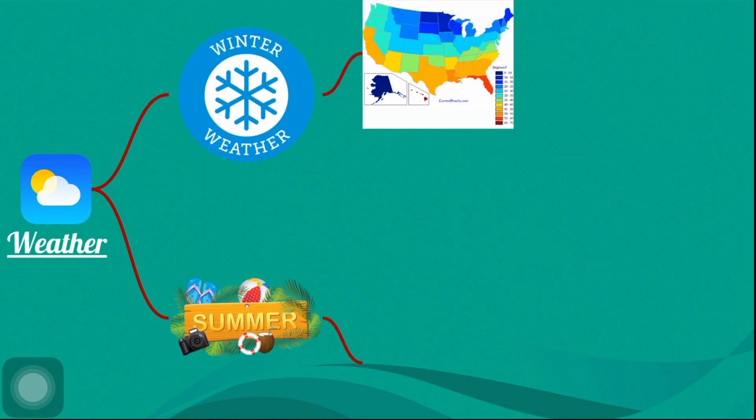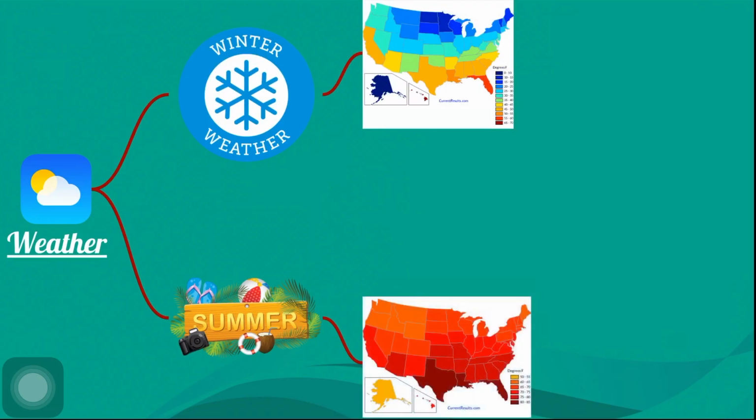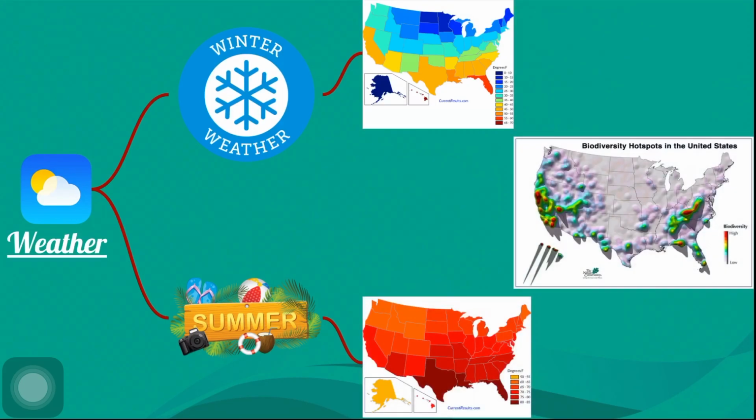So let's take a look at the map in the summer. As you can see, in the summer, the more you go south, the hotter it gets, it gets really warm, and it gets drier. And the more you go to the inside of the country, the middle of the country, the drier it gets, because the farther you are from water, the drier it gets.